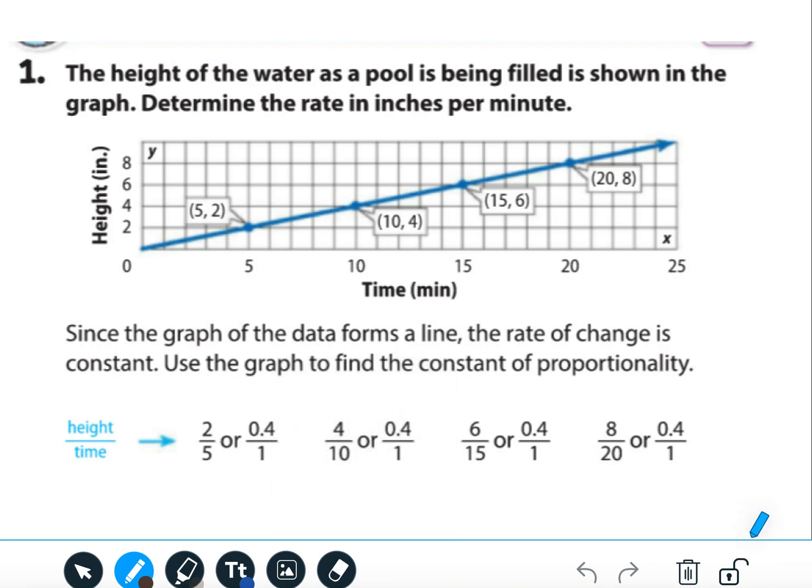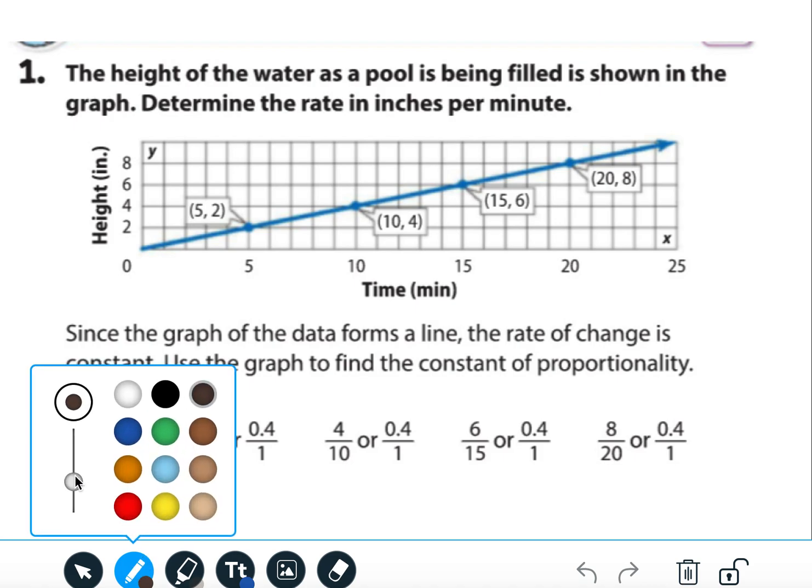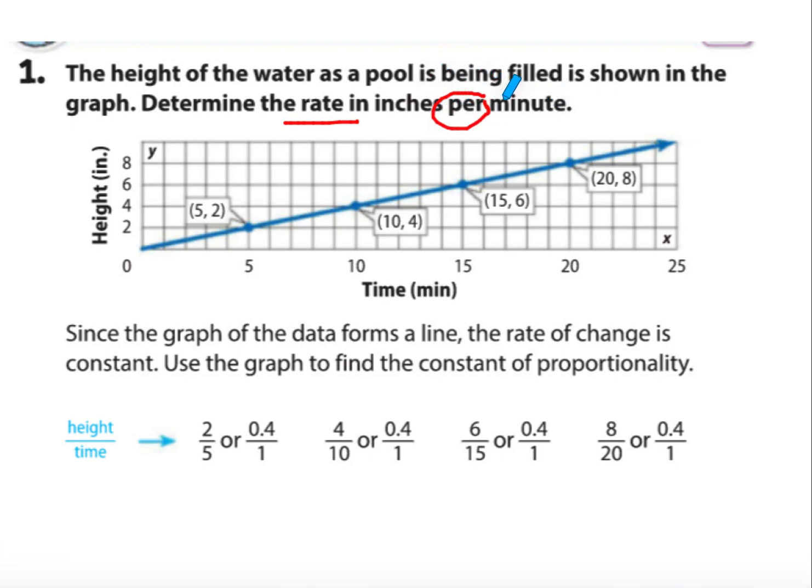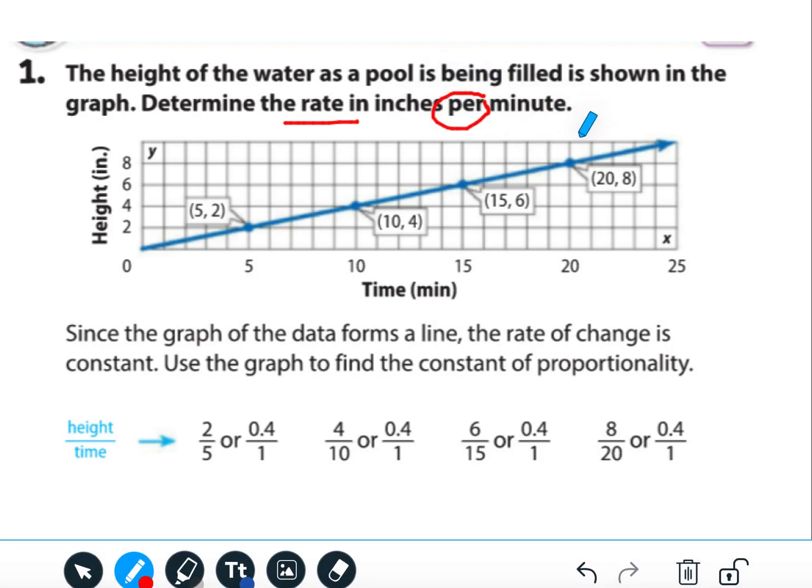For example, it says the height of the water in a pool being filled is shown in the graph. Determine the rate in inches per minute. So let me put this marker down. We're going to mark this up. Determine the rate in inches per minute. That means you're going to find the unit rate.